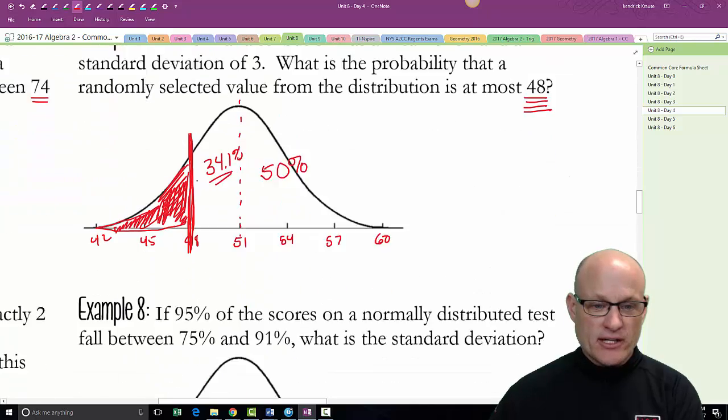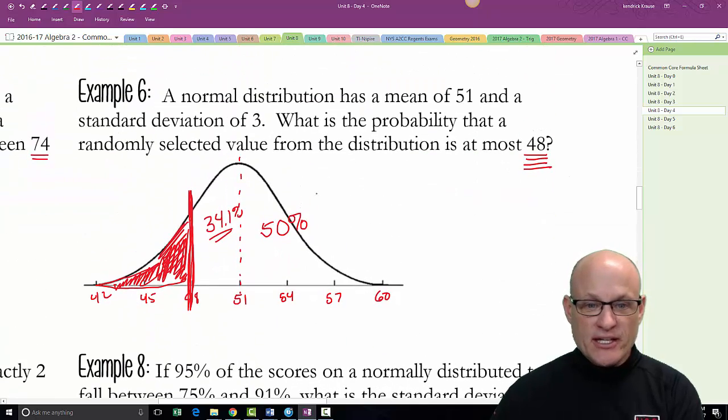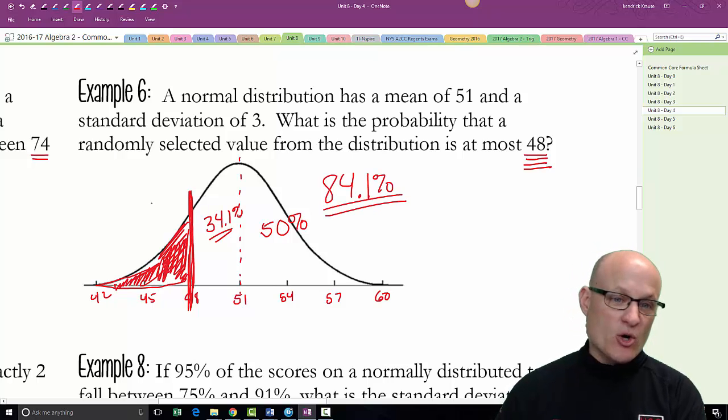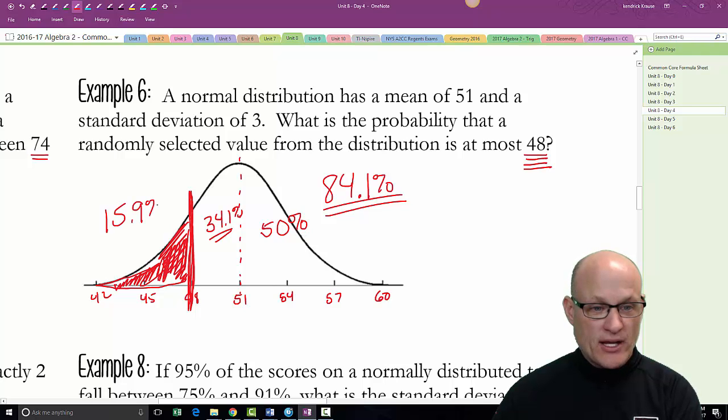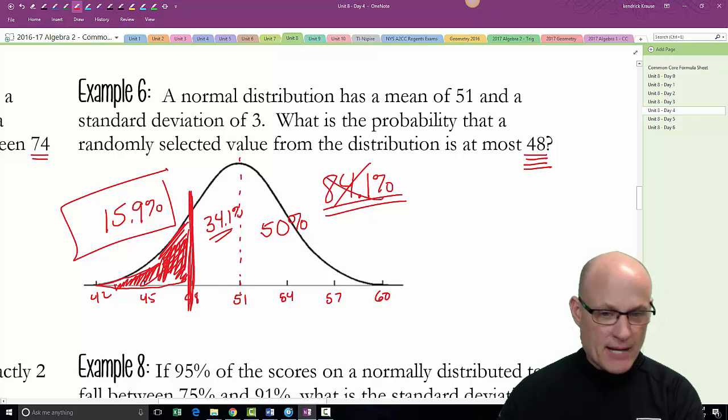So I come back over here and I say, okay, all of this on this side is 84.1%. I want to know what's the probability of it being on this side. So I'm just going to take that and subtract it from 1, and I get 15.9%. So that actually is the answer to the question, 15.9%.